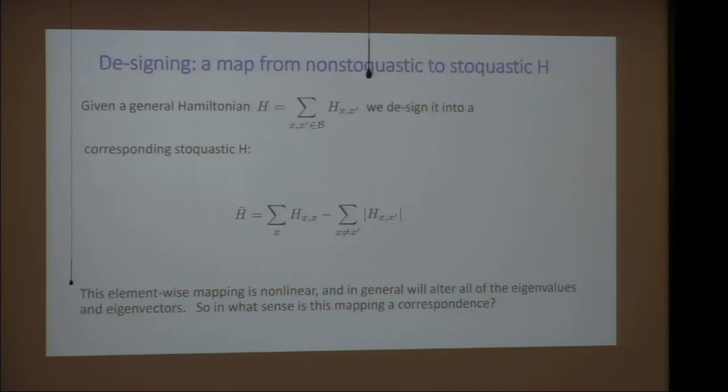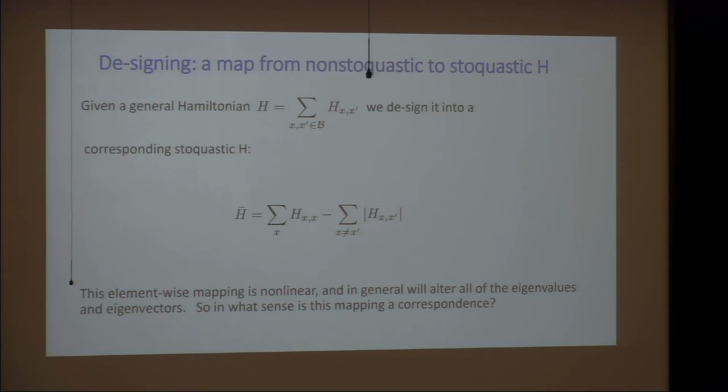So this brings me to a technical part of my talk where I tell you about a new technical result we've been working on, which is a notion we call de-signing. And it is a map from non-stochastic Hamiltonians to stochastic Hamiltonians. So given a general Hamiltonian, which here I'll write in terms of its matrix entries, sorry that I'm moving back and forth between matrices and operators. It's clear that this is a basis-dependent talk. We'll de-sign it into a corresponding stochastic Hamiltonian.